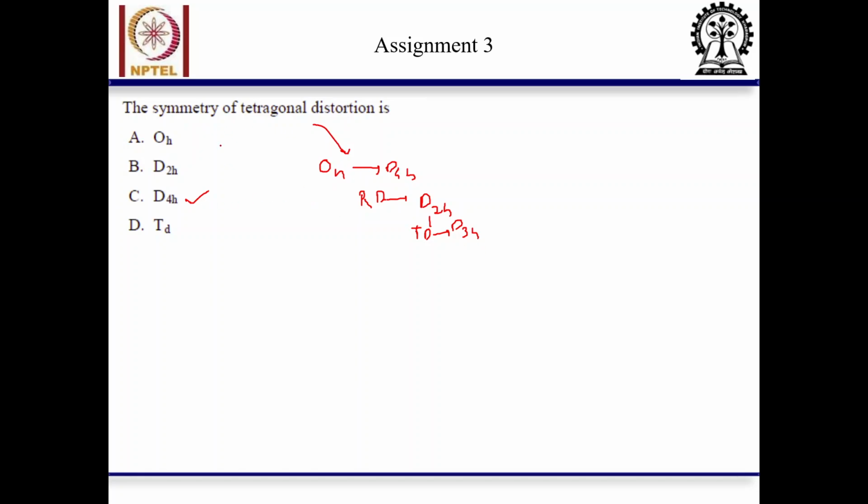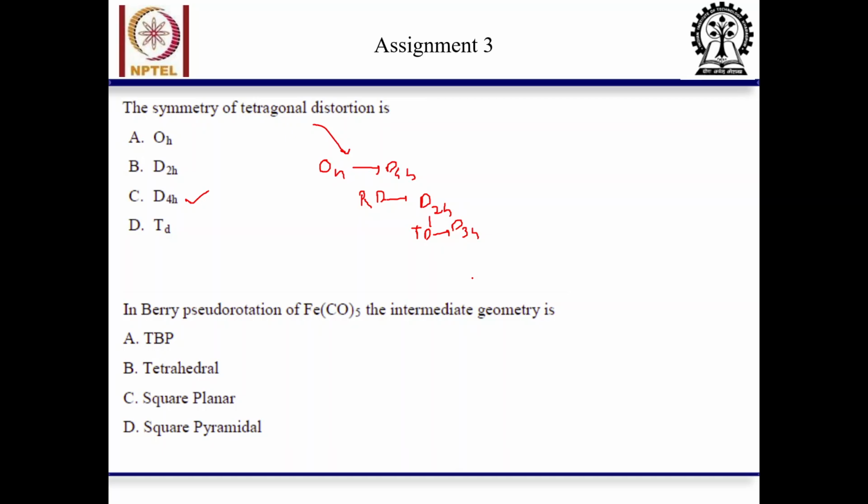Because this Oh has already 3C4, 4C3 and all those things, we have to see what the symmetry element for Oh is. Now once you are removing either Z-in or Z-out, you are converting into D4h. In rhombic distortion, only two planes are there, that is D2h, and trigonal has C3, this is D3h. So these things you have to remember.